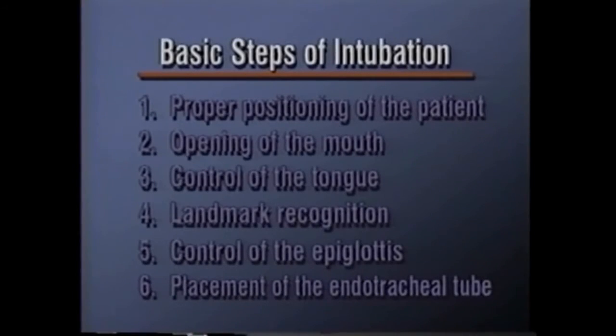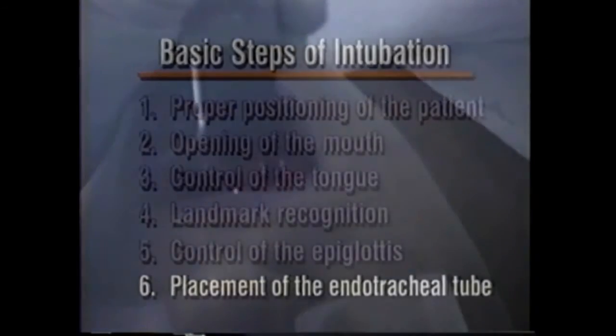The last step in orotracheal intubation is placement of the endotracheal tube. The tube should always be inserted down the right side of the mouth.